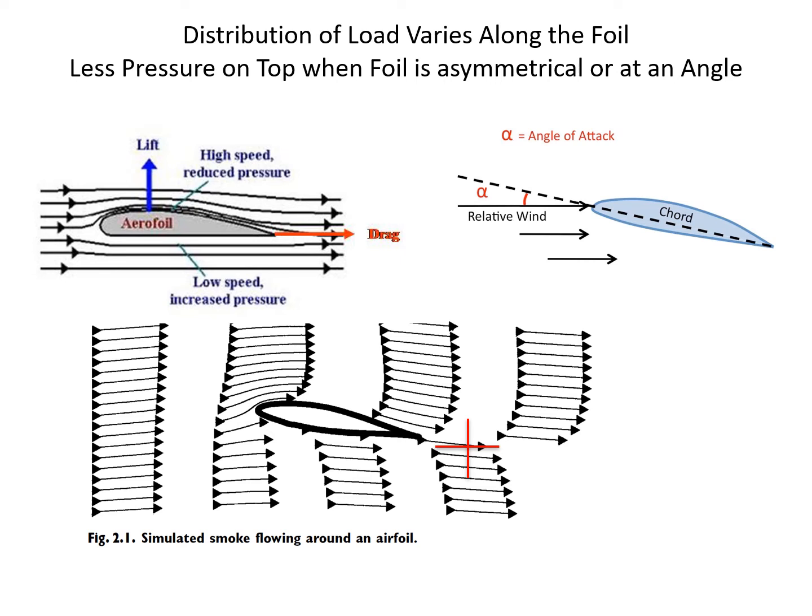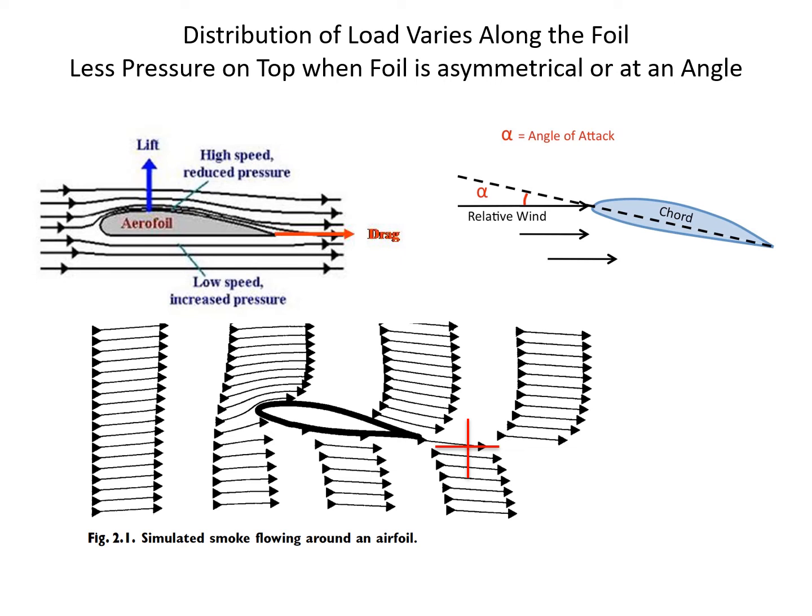Lift can also be generated just by the angle. So if the foil is tilted up relative to the wind, as is displayed here, that angle alpha is called the angle of attack. Well, there's going to be a greater normal force on the bottom of that chord pushing it up than there will be on the top. And so that's another mechanism by which lift is generated.